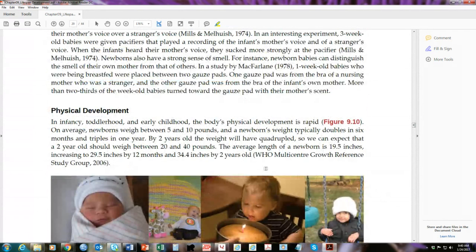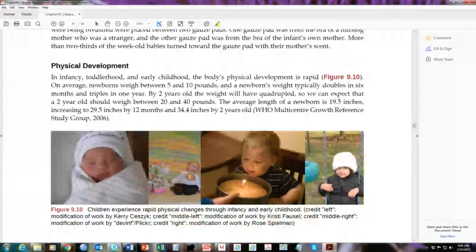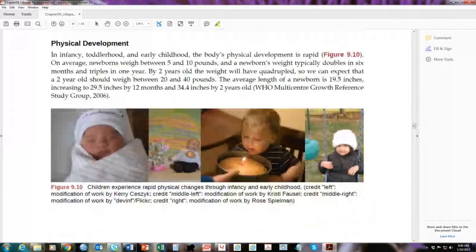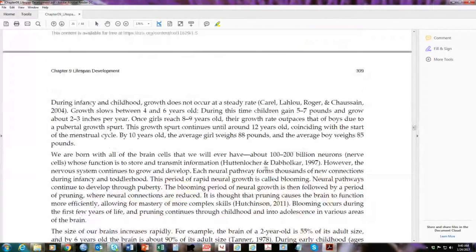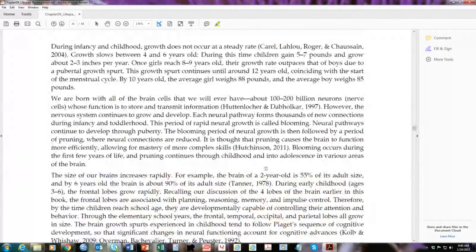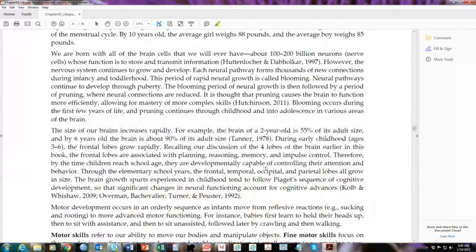So physical development, I'm not going to put a whole lot of time into this, just to say that there's a lot of physical development that occurs during childhood. I mean, that's one of the main things that characterizes childhood. But you also have to think of the development of the nervous system. The nervous system is becoming increasingly specialized and complex.